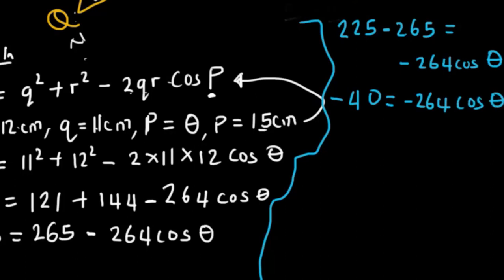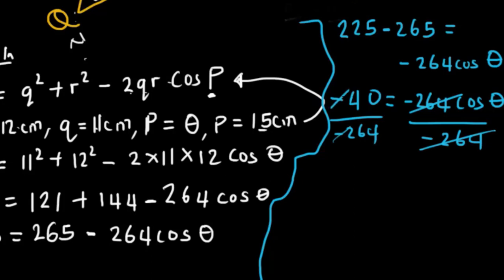Remember, what we are trying to find is theta, so I've got to divide both sides by minus 264. Minus 264 cancels minus 264. Minus cancels minus. 40 divided by 264 will give me approximately 0.1515, equals cos theta. Now I need to note that most times we usually take this to 4 decimal places. So now we've got 0.1515 equals cos theta.